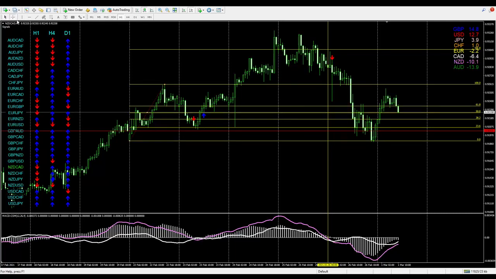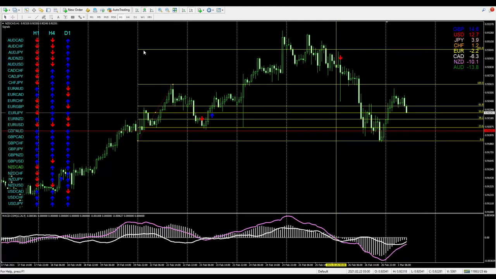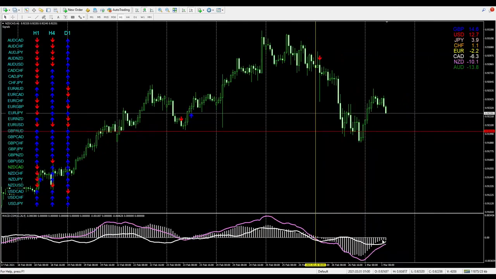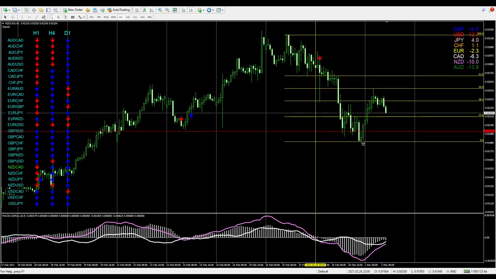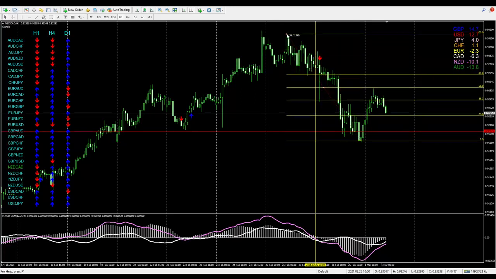So for the next day it would be like this. The entry for NZD CAD is 44 pips TP. So for this week, as we can see, H4 and D1 is buy on NZD CAD, and for now we just need to wait for a buy signal on NZD CAD on H1, and our Fibonacci level for this week for NZD CAD is like this.